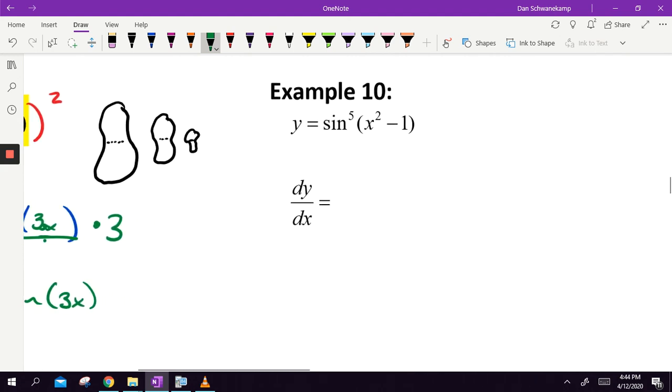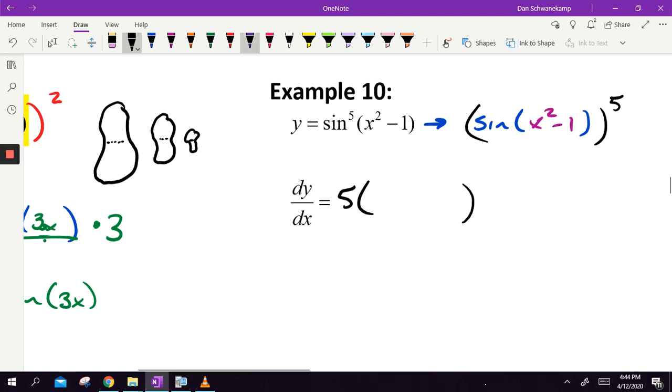Let's try one more. Sine to the 5th power. All right, well, that is sine of x squared minus 1, and that is all to the 5th power. So this is a 2 chains. We're going to take the derivative of the outside. We're going to rewrite the inside.